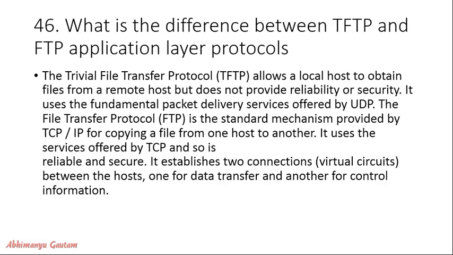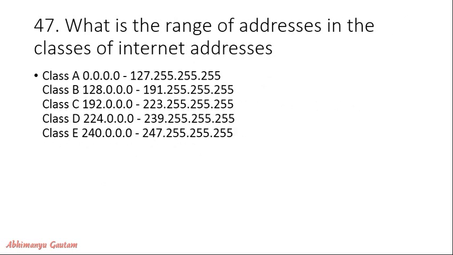What is the difference between TFTP and FTP, the file transfer protocol? The Trivial File Transfer Protocol allows a local host to obtain files from a remote host but does not provide reliability or security. It uses the fundamental packet delivery service offered by UDP. The File Transfer Protocol is the standard mechanism provided by TCP/IP for copying a file from one host to another. It uses the service offered by TCP and so is reliable and secure. It establishes two connections, virtual circuits, between the two hosts, one for data transfer and the other for control information.